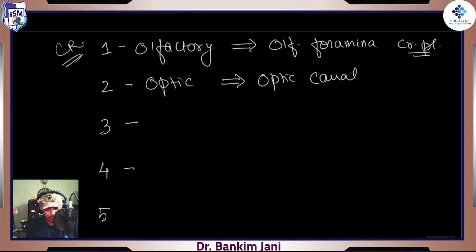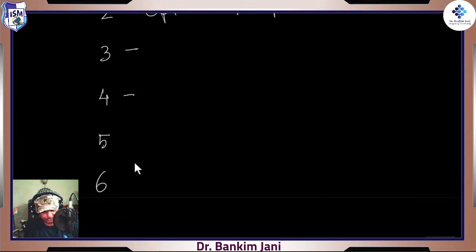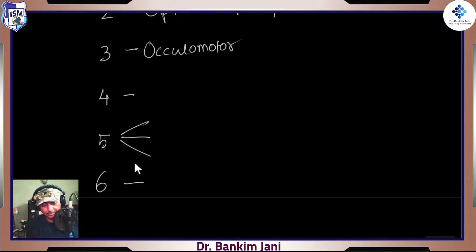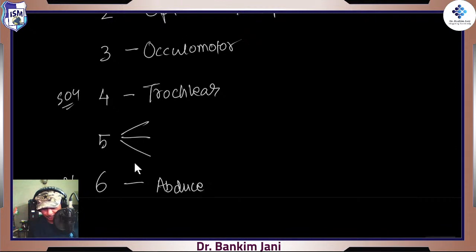Then 3, 4, and 6. 3 is oculomotor. Then 4 is trochlear. 4 will be supplying whom? SO4, superior oblique. Then this is LR6, lateral rectus. So 6 is what? Abducens.